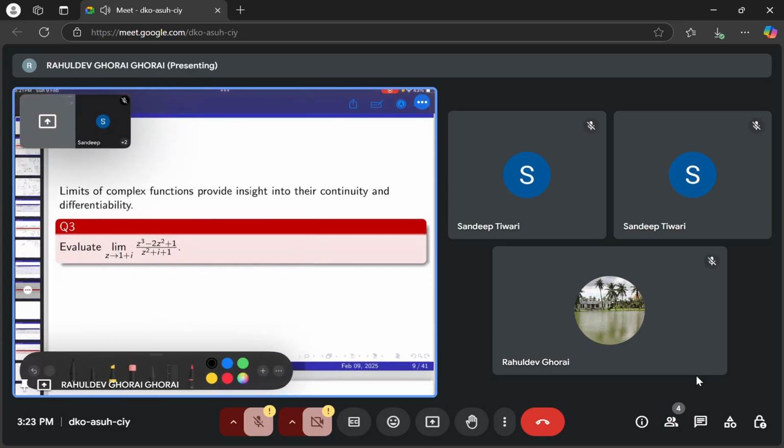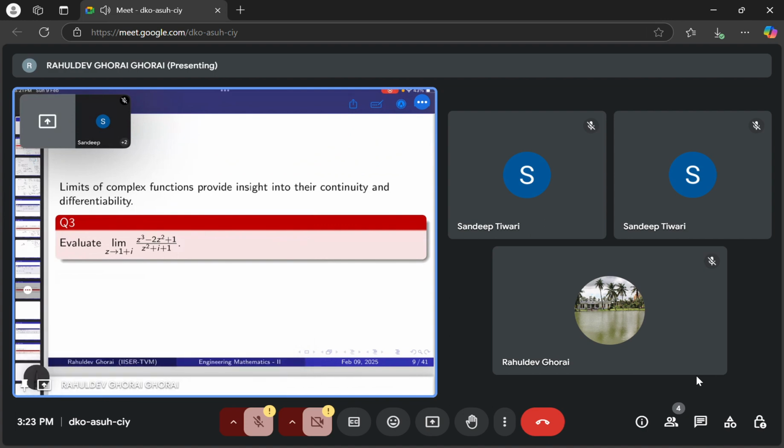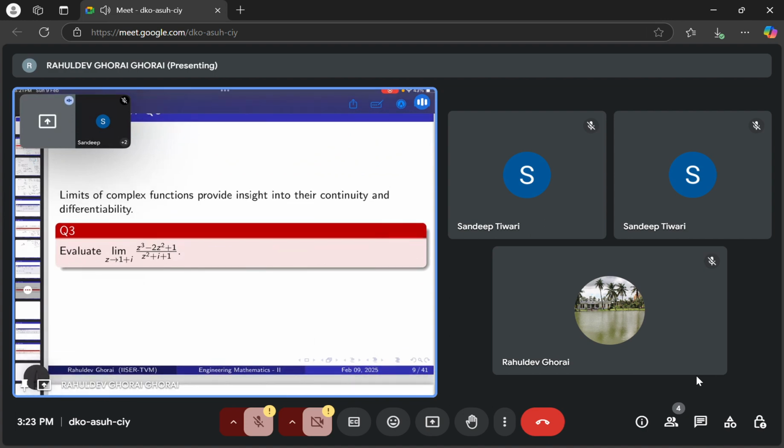So then it comes to this limit of the complex function provided inside, into their continuity and differentiability. I mean, we not just need to find whether it is differentiable. Sorry, the limit exists.